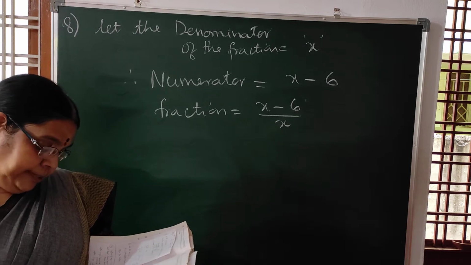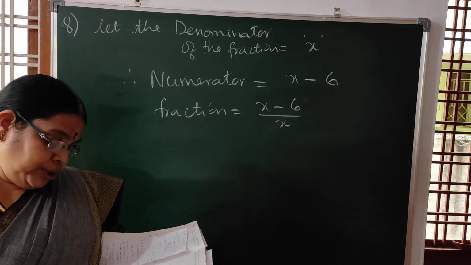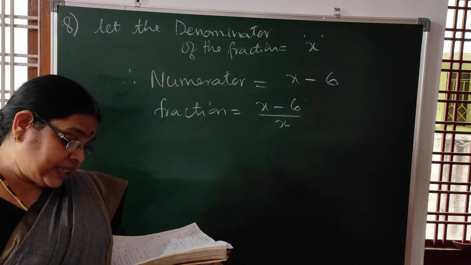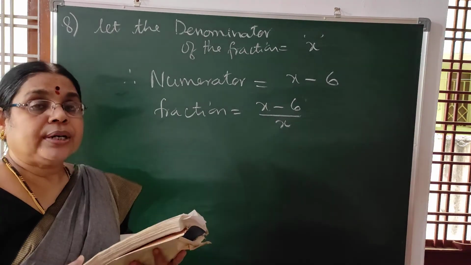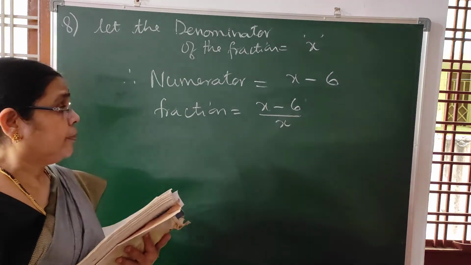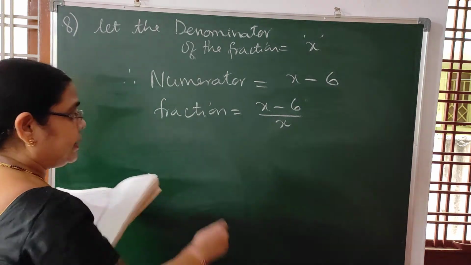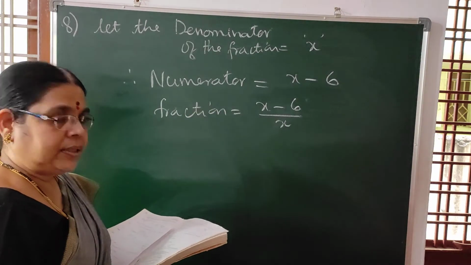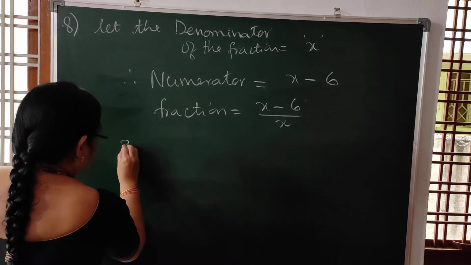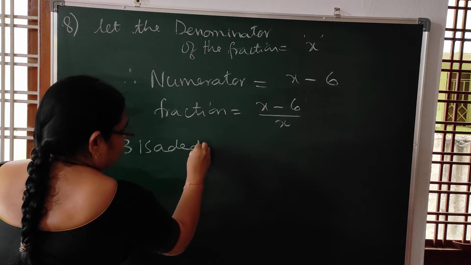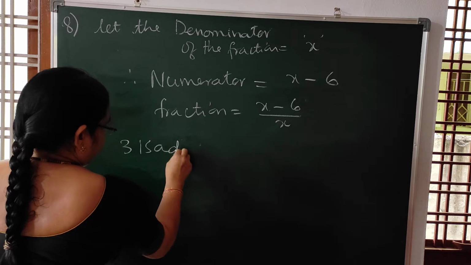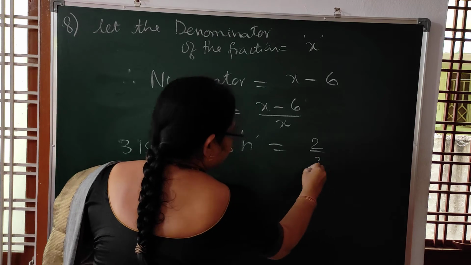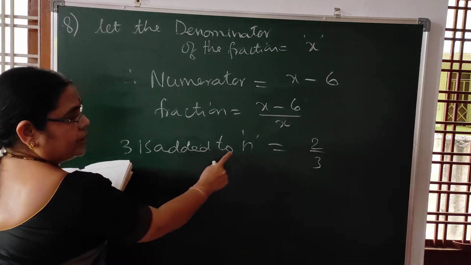Now what you were told here: if 3 is added to the numerator, the fraction is equal to 2 by 3. So you are going to add 3 to the numerator. When 3 is added to the numerator, what result are you going to get? 2 by 3. Now add 3 to the numerator.